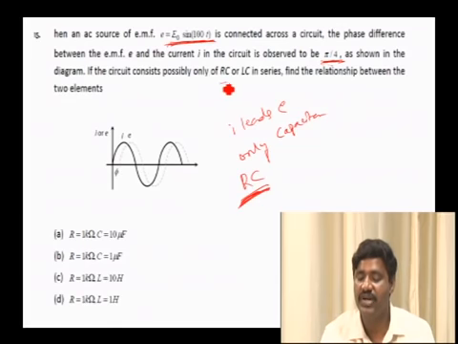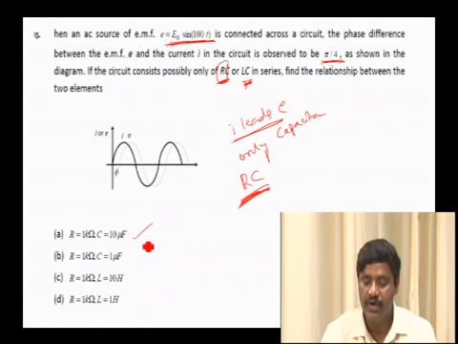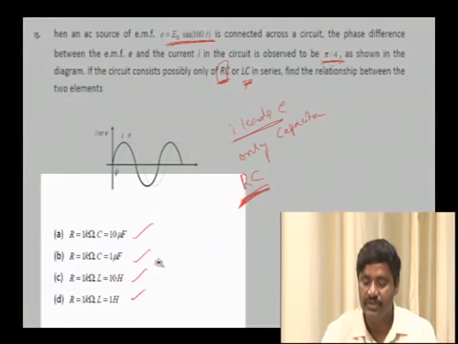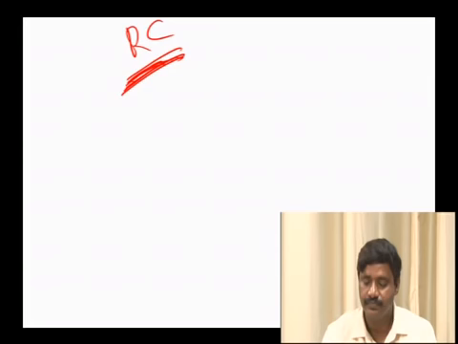They have mentioned RC or LC, but here it is only RC, not LC, because current is leading. In the case of LC, it's different. If it is RL, voltage will be leading, but for RC, current will be leading. It should be an RC combination. If you look at the 4 options here, we have 2 options with RC combination and 2 options with RL combination. So this cannot be there.